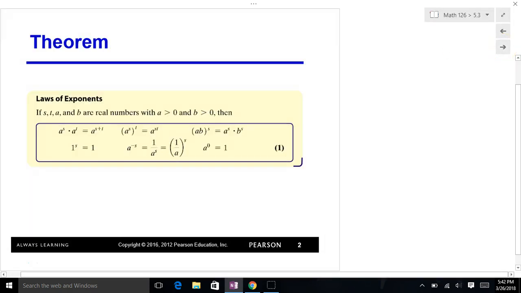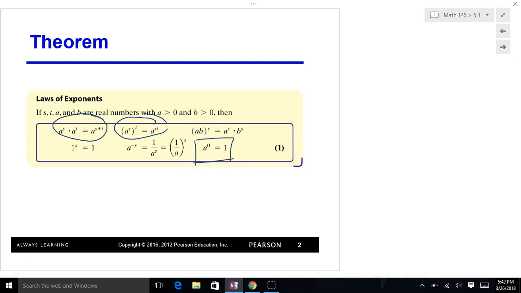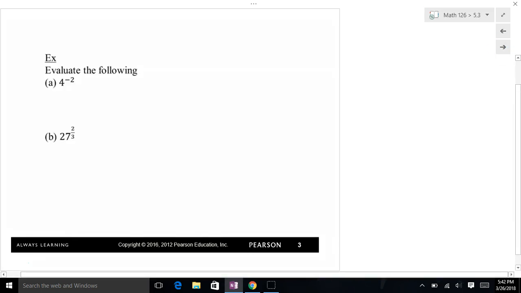Just to remind you, here are some laws of the exponents. A to the s times a to the t is a to the s plus t. These two, everybody seems to get mixed up. Also, don't forget anything to the 0 power is 1. So you've got your rules there.